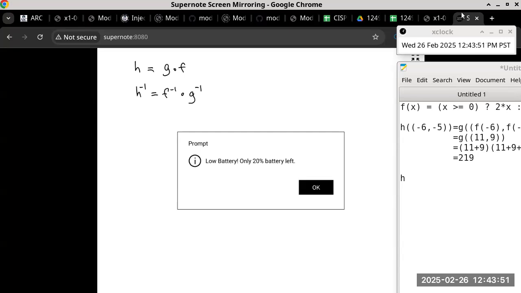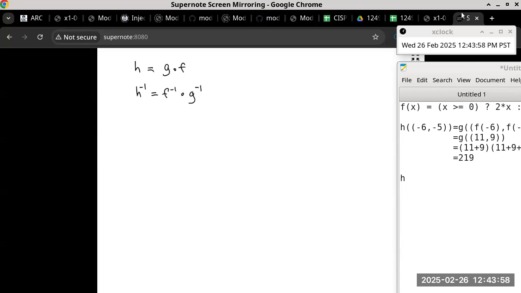So let me first charge my tablet. It says 20% left here, which is plenty, but I am not going to risk it. So there we go.